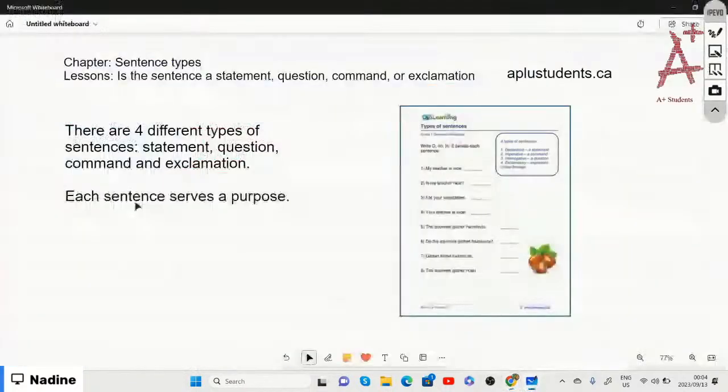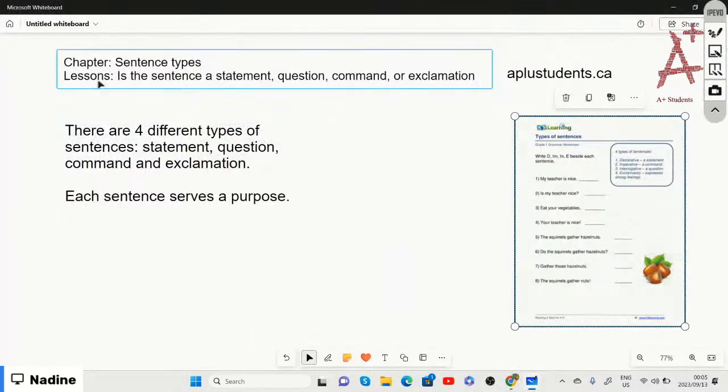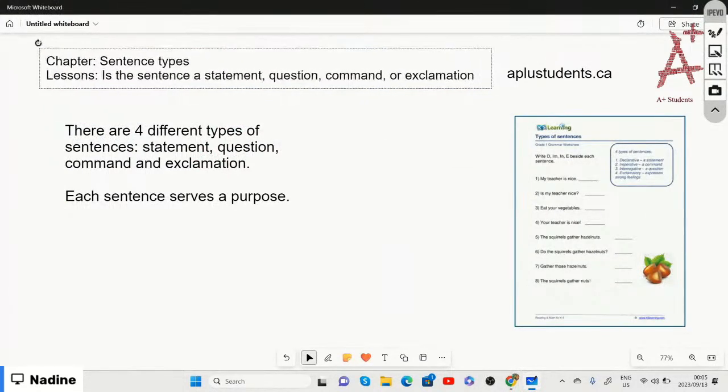Under sentence types, the lesson that we will be doing is: is it a statement, a question, a command, or an exclamation? We are going to find out about the different sentence types, right? There are 4 different types of sentences: a statement, a question, a command, and an exclamation.